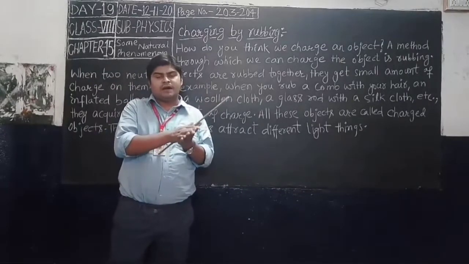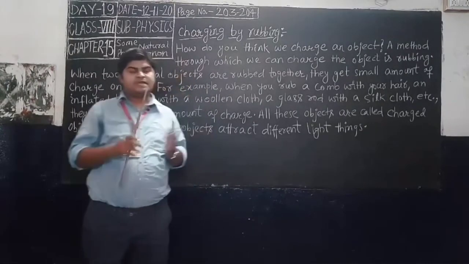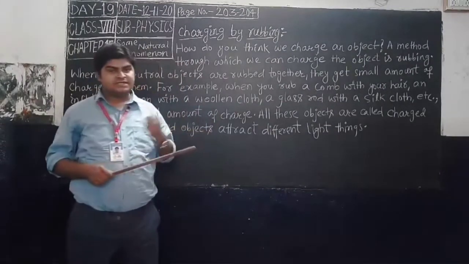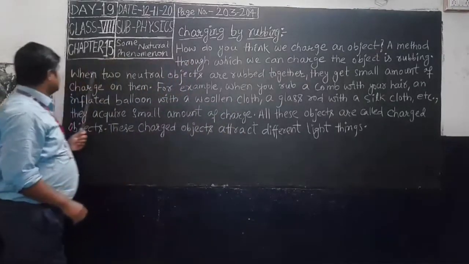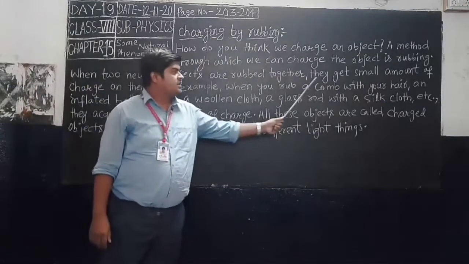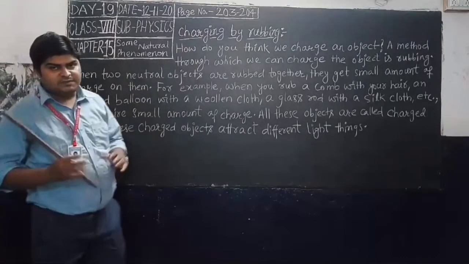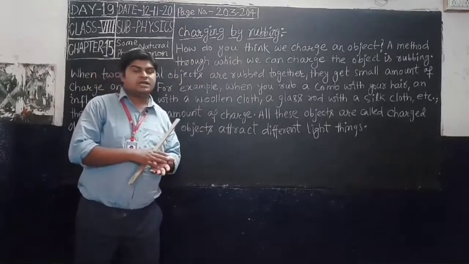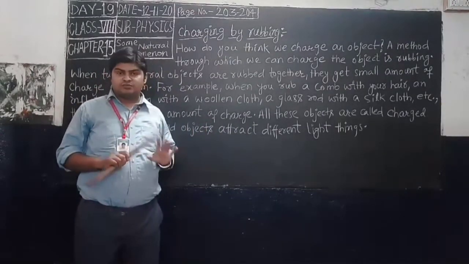When you rub your palm, you will feel that your palm is hot. So we can say that the palm is charged when it is rubbed. When two neutral objects are rubbed together, they get a small amount of charge on them. That means when you take two objects and rub them against each other, the protons do not move anywhere.